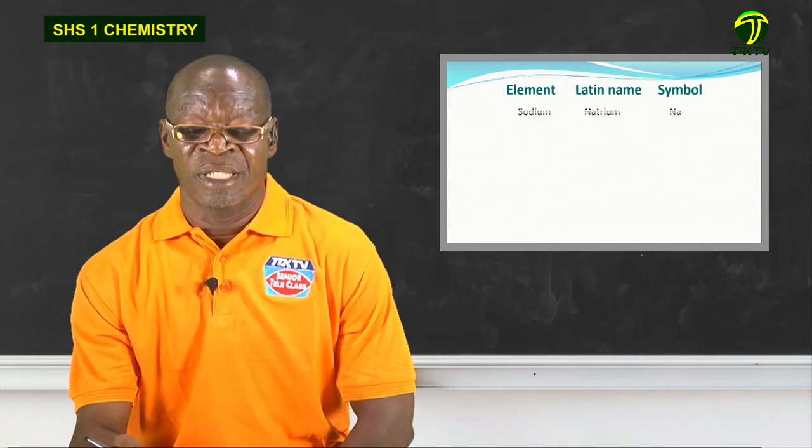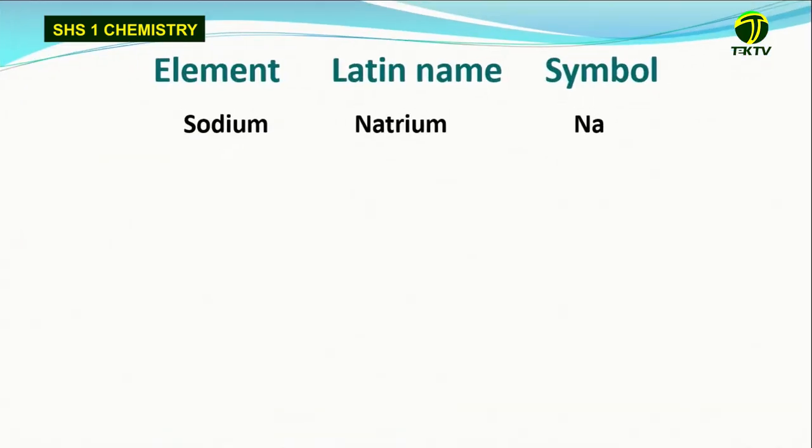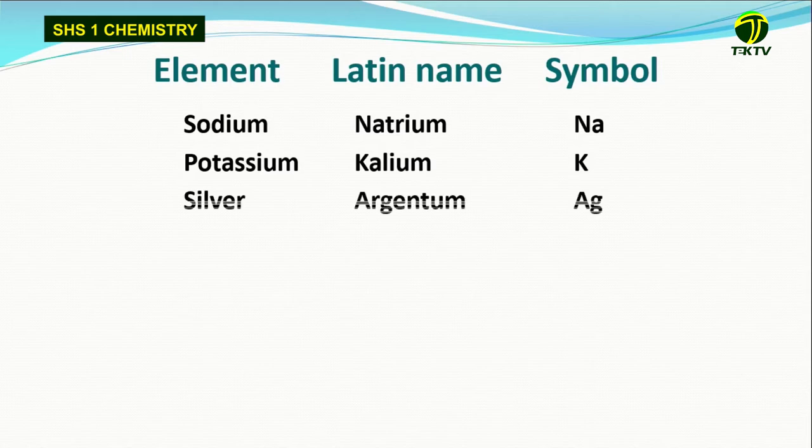We have the English name, sodium, for example. The Latin name is natrium. And you see the symbol is Na, where we are taking it from the Latin name, the first two letters. We have another element, potassium, from kalium being the Latin name. We are using the first letter K. We have silver, argentum. We are using Ag. We have gold, aurum. We are using Au.